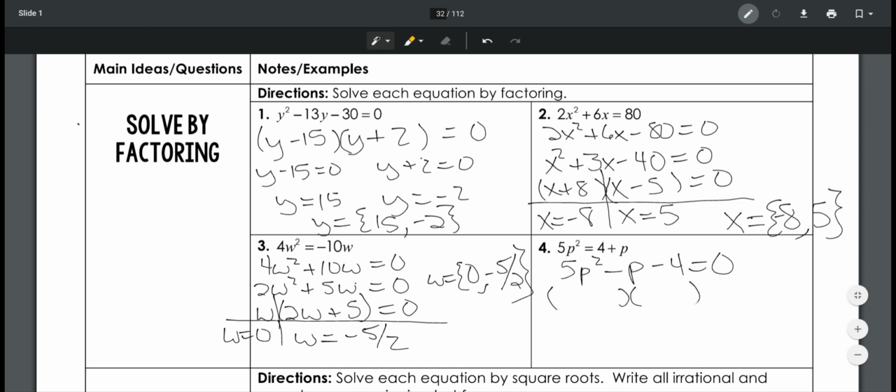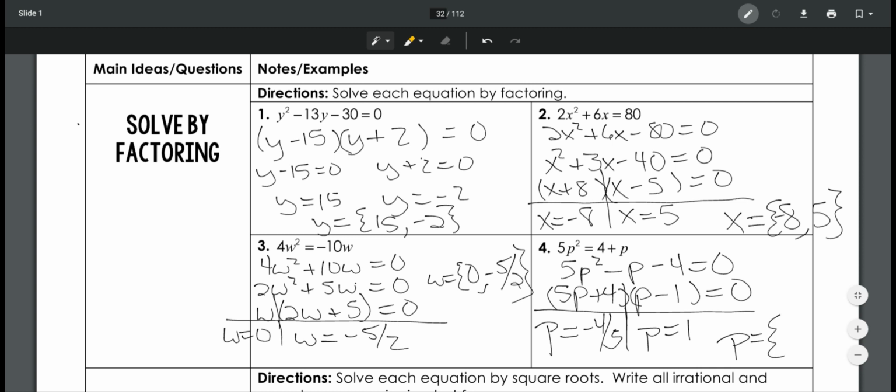So when I factor this trinomial, the two factors that I get are 5p plus 4 and p minus 1. Now I'm going to set both of those factors equal to 0. So here I get p equals negative 4/5 and p equals positive 1. When I plug both of those back in to check my answer, they both work. So I end up with two solutions for this problem.